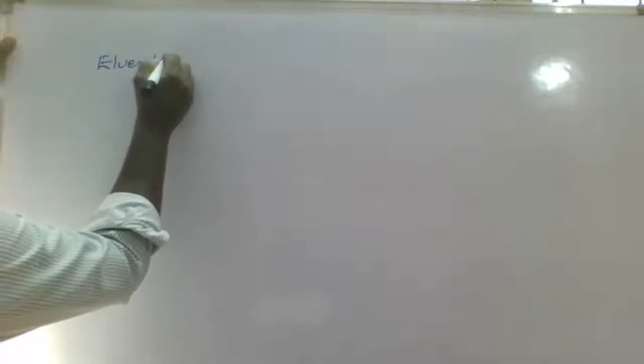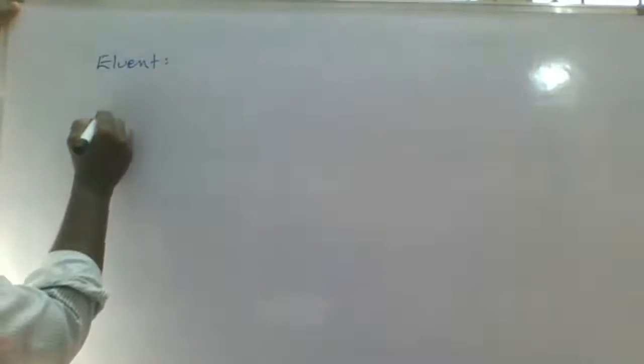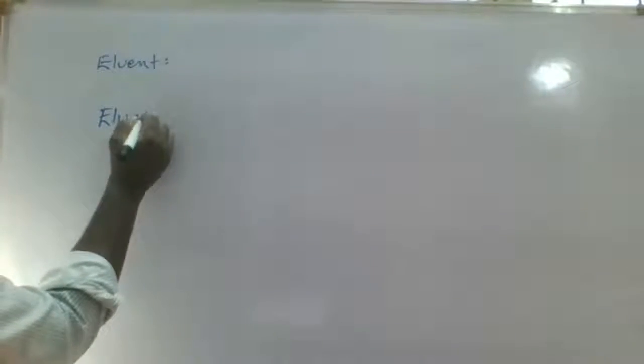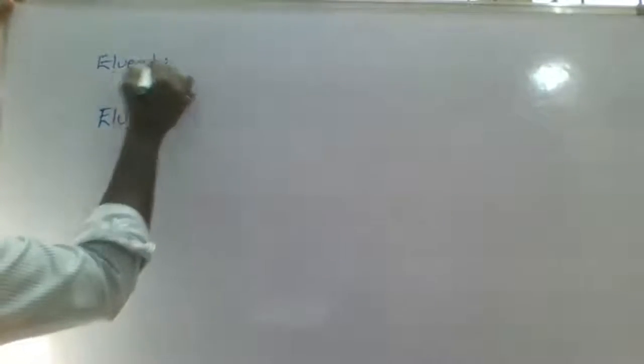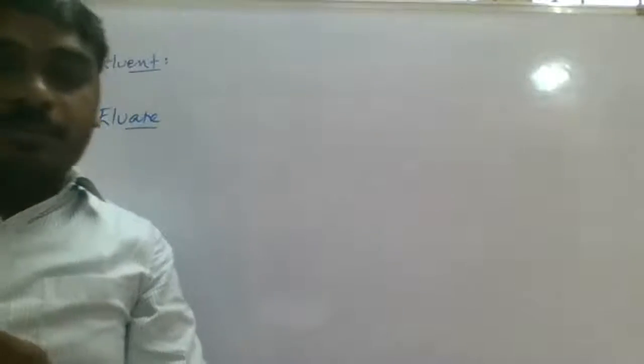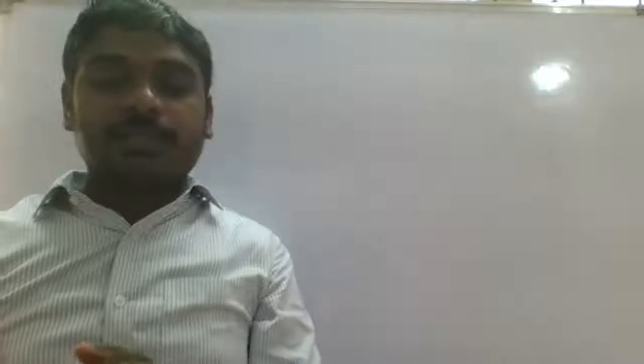So next one, eluent. And another one is eluate. Eluent means the solvent mobile phase introduced in front of the stationary phase.